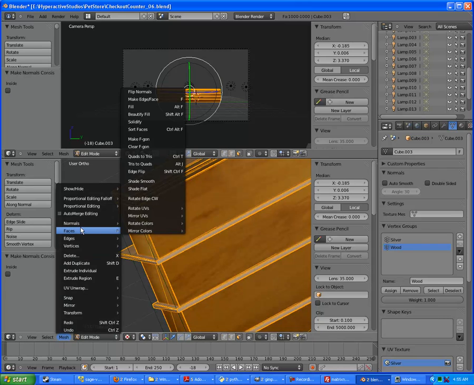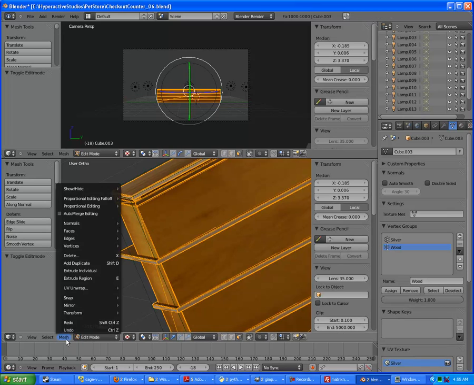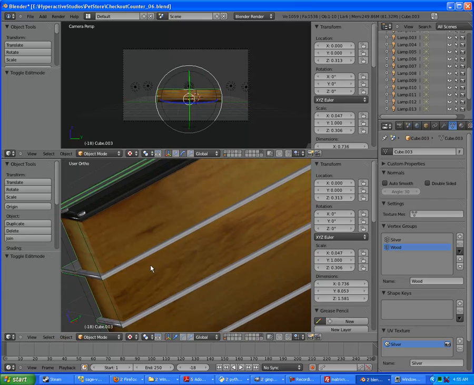And then this would fix it. Let's see if I can just say flip normals and see if it... Nah, it's still not going to do it. Alright, it's just not going to do it. I can't show you. Oh well.